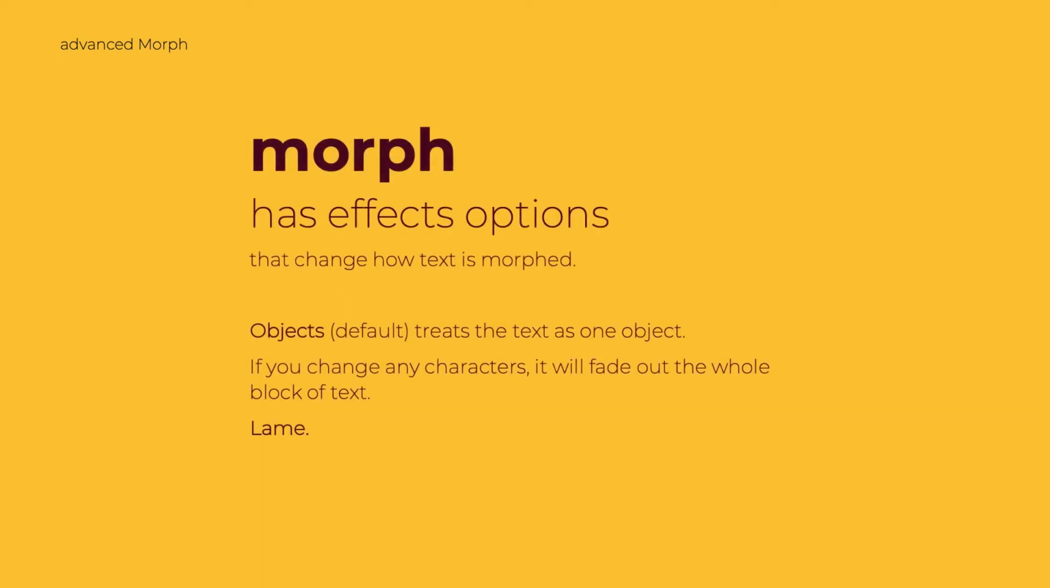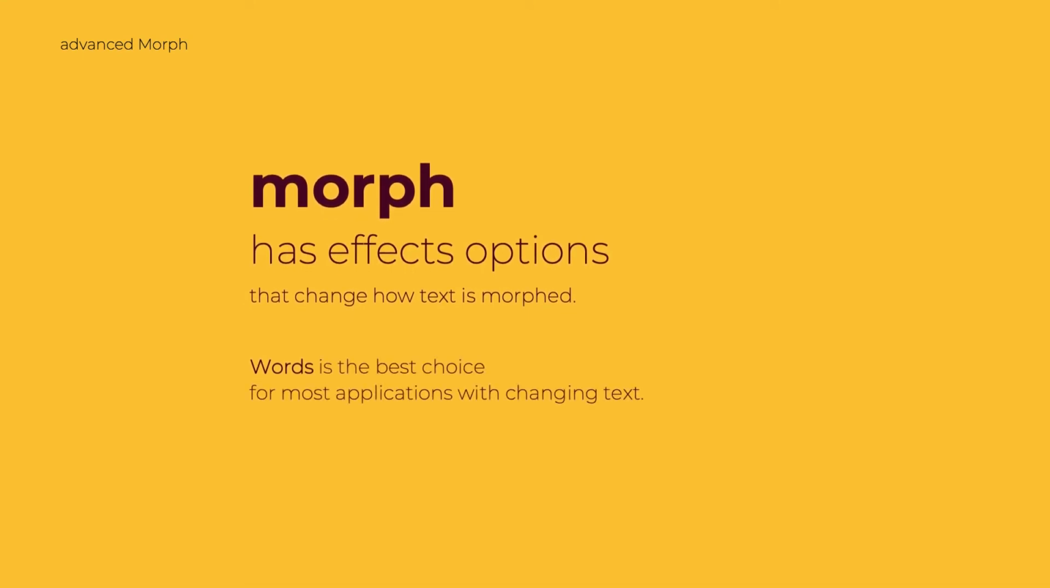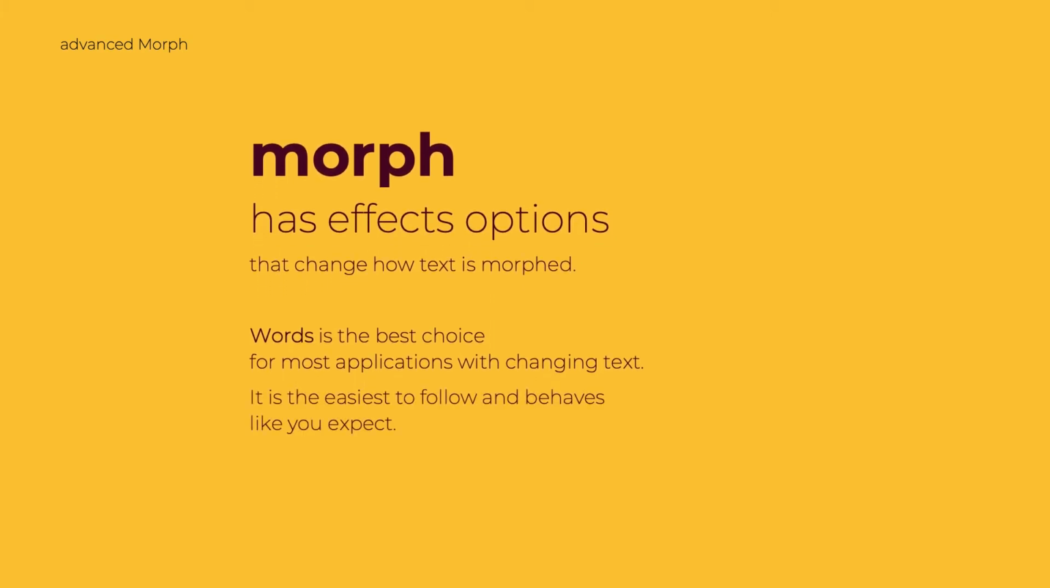This is lame. So when in doubt, set it to words, because words does what you think it should. It's the best choice for most applications, because you see how it works. It's just moving the copy, making room for the next bit of text that comes in there, and makes it easy to follow. And completely, as you're building it, behaves the way you expect. And how many times can you say that about PowerPoint? It's rare.